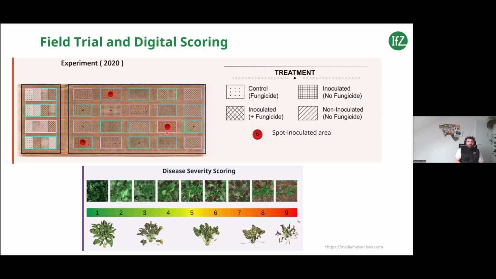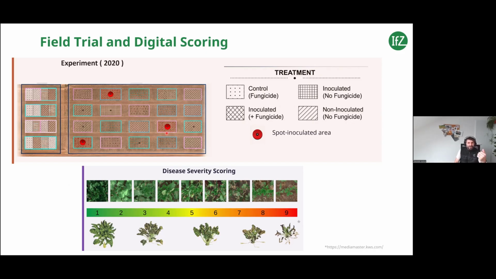Field 1 was a variety trial with inoculation plots. This created a clear disease gradient under high pressure. In field 2, we used spot inoculation: we inoculated the disease in the middle of each plot to produce some kind of heterogeneity and a spatial pattern in the image. I'm going to show that. We use one field for training, and the second one only for testing.